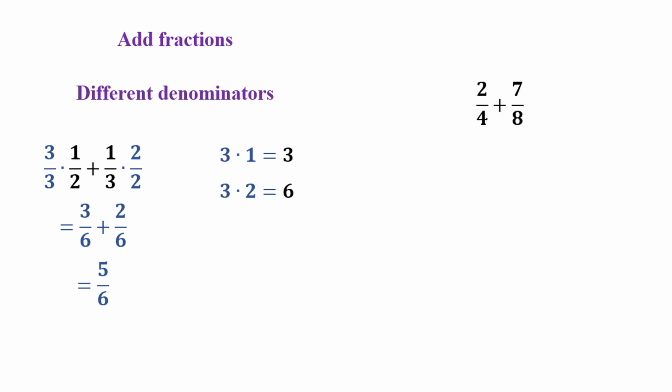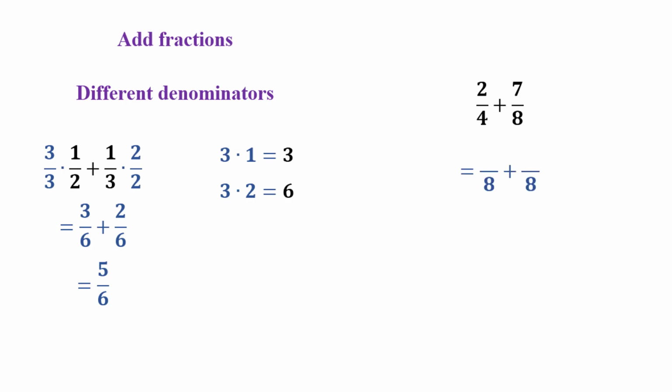The second type of example is an easy example. Find the sum of 2 fourths and 7 eighths. 2 fourths and 7 eighths have different denominators, so we find the least common multiple that can be a multiple of the denominators 4 and 8. The greatest denominator 8 is divisible by the least denominator 4. So 8 is the least common multiple and we write 8 as the denominator.